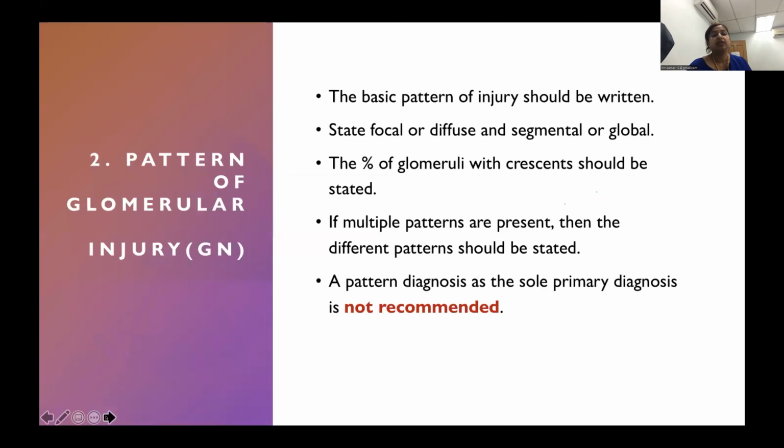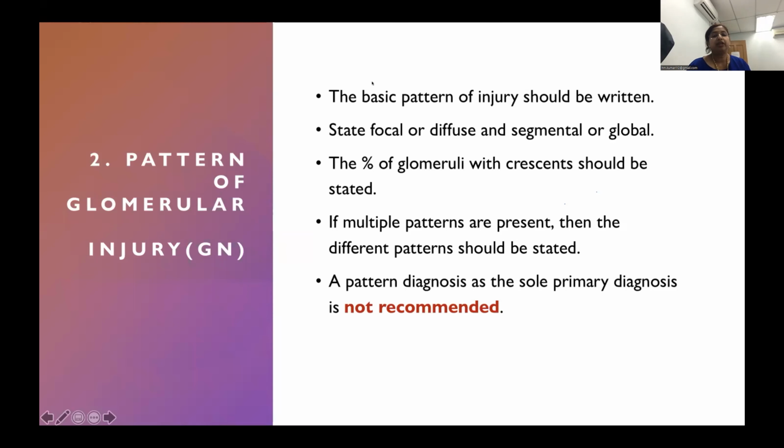Okay. So for point number 2, your basic pattern of injury. As I have already elaborated all the patterns of injury. Now, many of your reports don't have this. It's very good that you put in this basic pattern of injury. I've highlighted about 6 or 7 basic patterns of injury. Please include it in your report. You need to identify the basic pattern of injury. Either it is MPGN pattern, FSGS pattern, sclerosing pattern, necrotizing pattern. Please put it in your report.